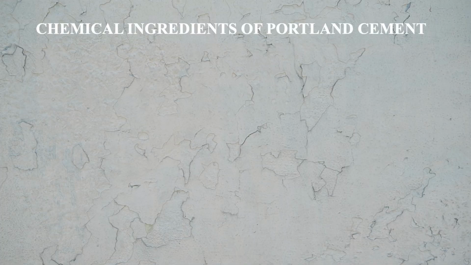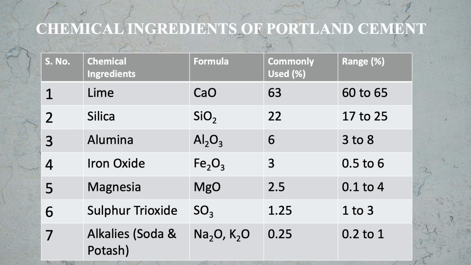Now let us see what are the different oxides in the raw material, the ingredients of Portland cement. This is very important, that what are the different oxides. So let us see one by one. Chemical ingredients: lime, chemical formula CaO, calcium oxide. Commonly used percentage is generally 63% and range is from 60 to 65%.